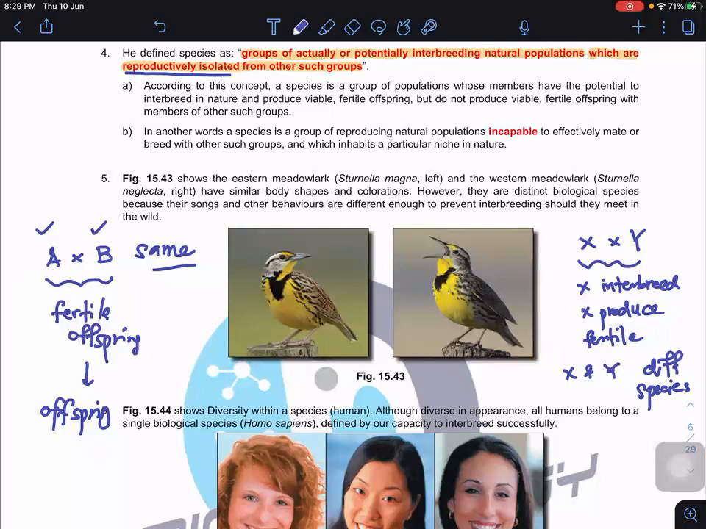According to this concept, a species is a group of populations whose members have the potential to interbreed in nature and produce viable fertile offspring, but do not produce viable fertile offspring with members of other groups. So if they can produce, they belong to the same species. Are you clear? In other words, a species is a group of reproductive natural populations incapable of effectively mating or breeding with others to produce fertile offspring, and then these two belong to two different species.